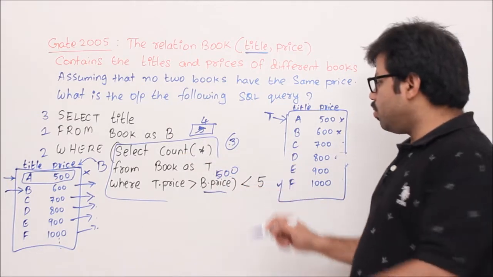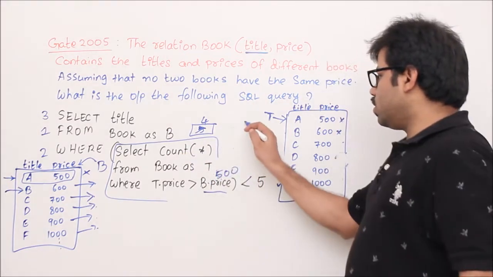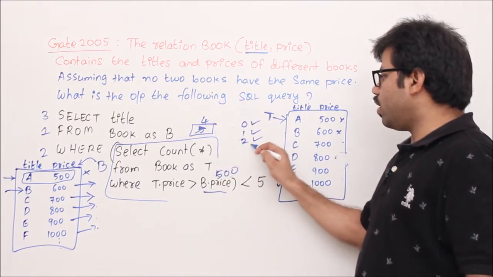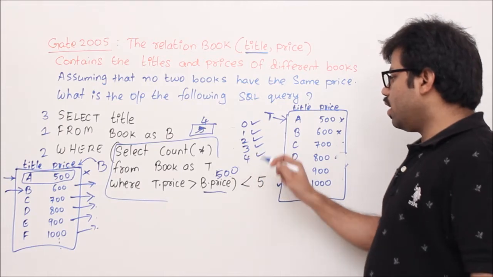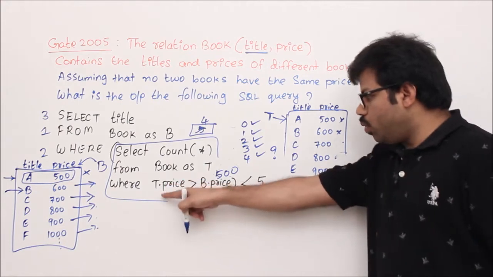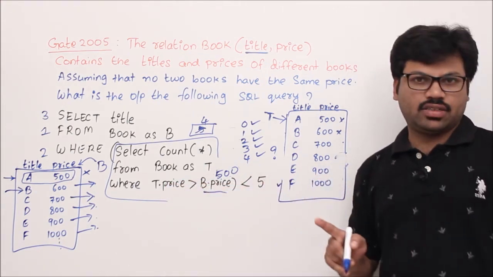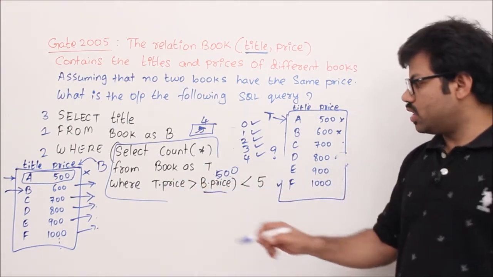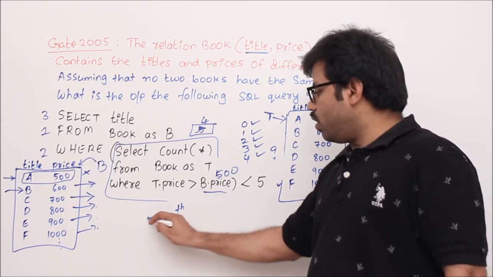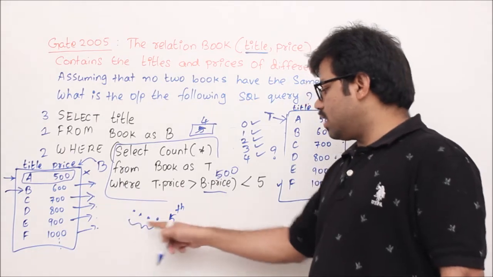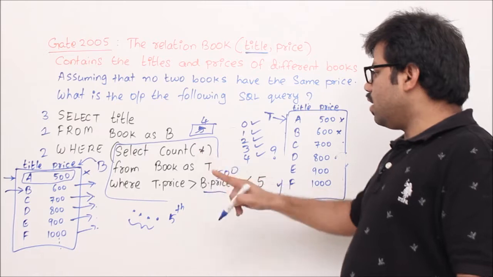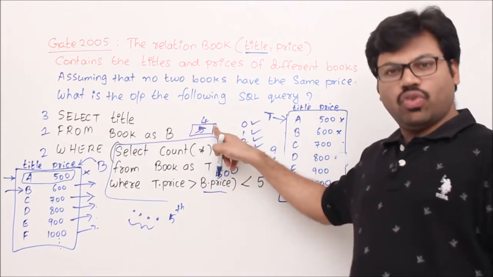Tell me what are the possibilities you have to have less than 5? Count star can have 0 value, 1 value, 2 value, 3 value, 4 value. Right? Ask yourself, when you get count star 4, if there are only 4 books whose prices are greater than your book price, that means what? Yours is the fifth most expensive book. Whenever a book is fifth most expensive, then there will be only 4 other books whose price is greater than this book. So only 4 times this condition will be satisfied. Then this entire query's result will become 4.